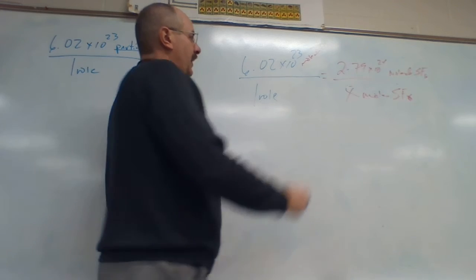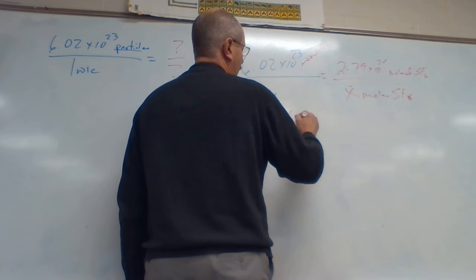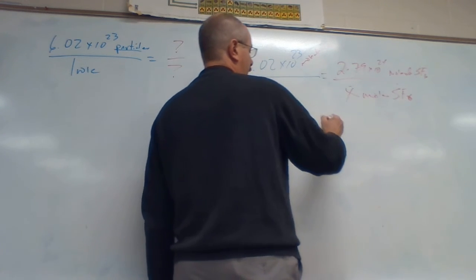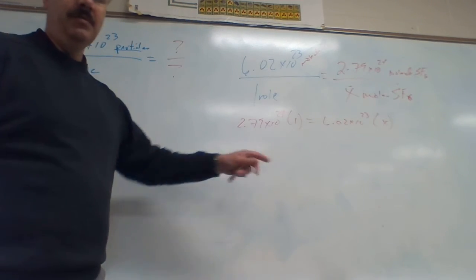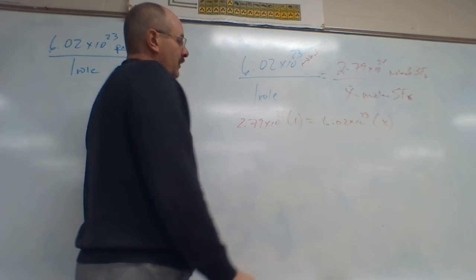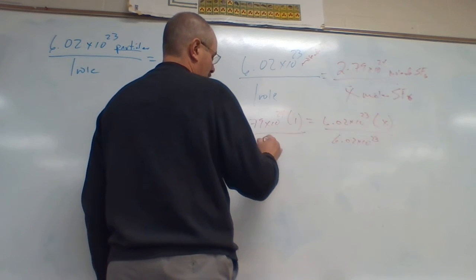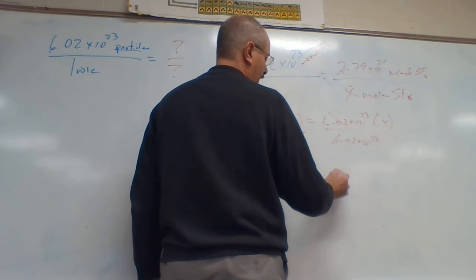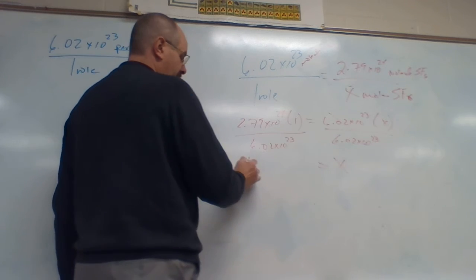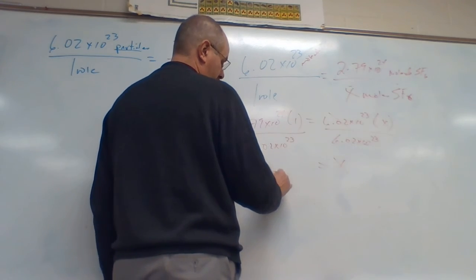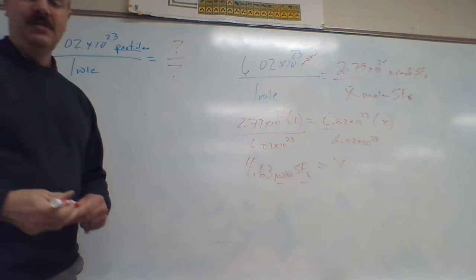All right, so from here we're going to cross multiply. So we've got this number times 1. So 2.79 times 10 to the 24th times 1 equals, go the other way, 6.02 times 10 to the 23rd times x. Again, this step is really important to make sure we know what's being divided by what. So I got to divide by 6.02 times 10 to the 23rd on both sides. That lets me get rid of this. I end up with x. And if you multiply and divide this out, you're going to get 4.63. And that was moles of SF6.